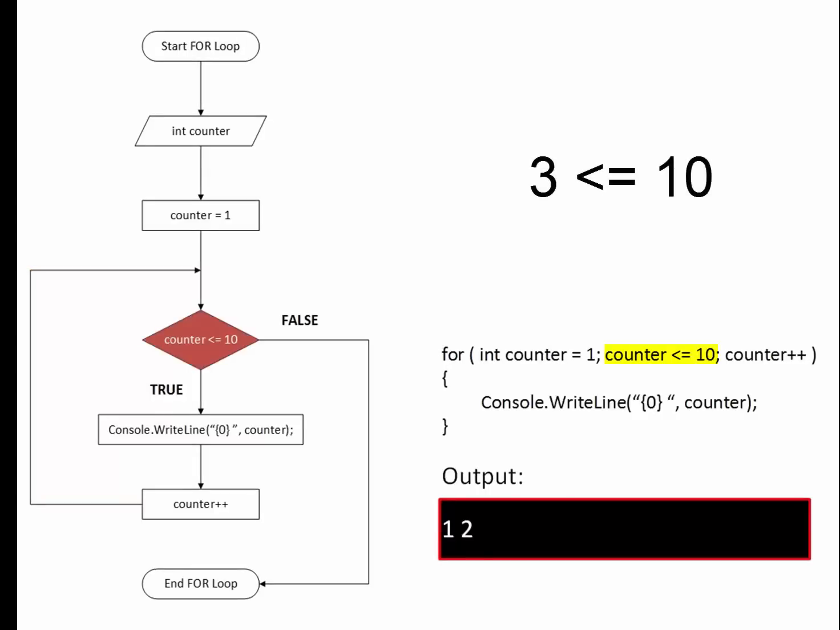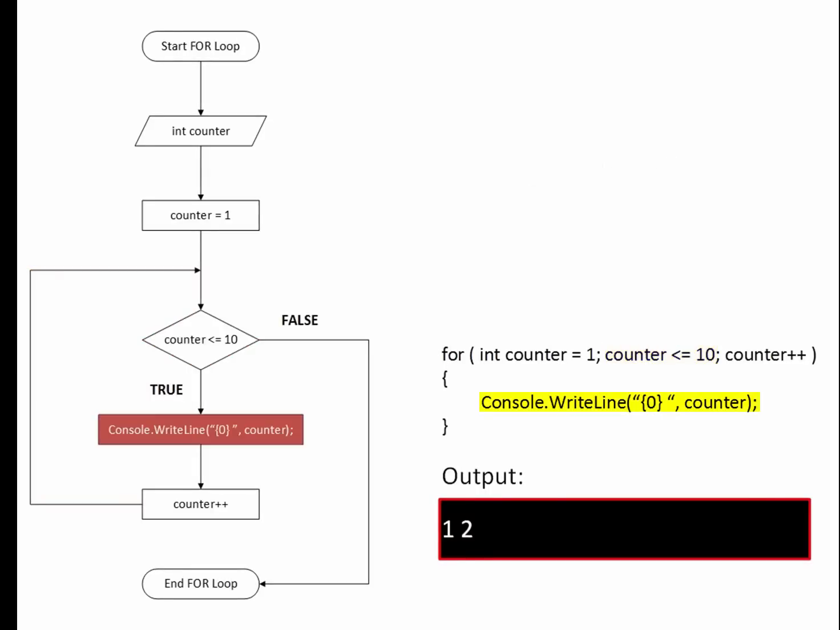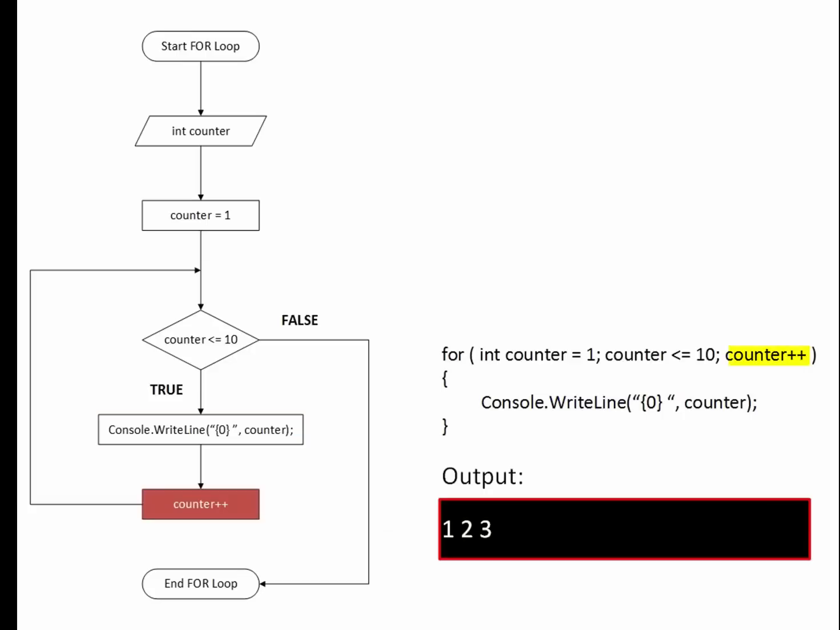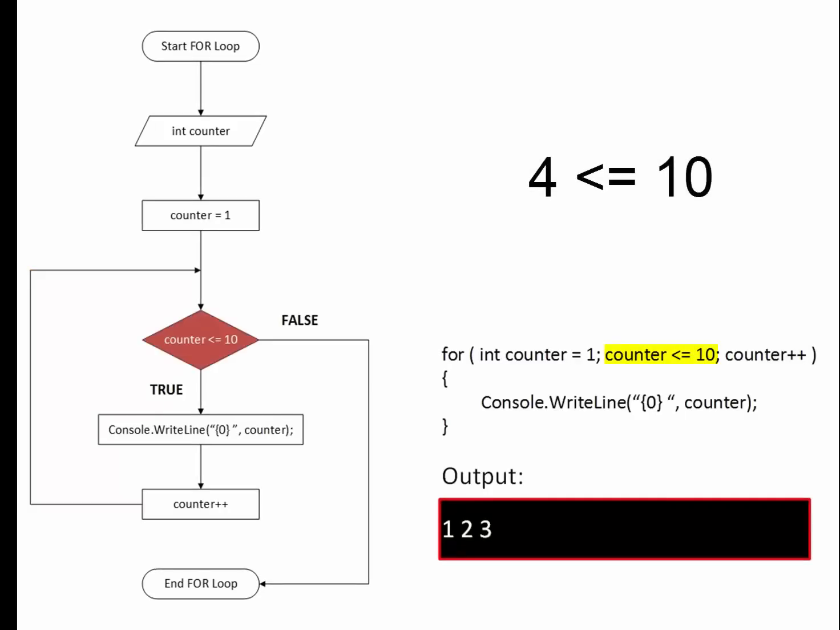Because 3 is less than or equal to 10, the loop's body will be executed. This statement will print the current value of the control variable to the screen. Now the 3 is displayed, and the control variable is updated by 1, so that 3 becomes 4. We start again at the loop continuation condition. The current value of 4 is less than or equal to 10, so we move to the loop's body.